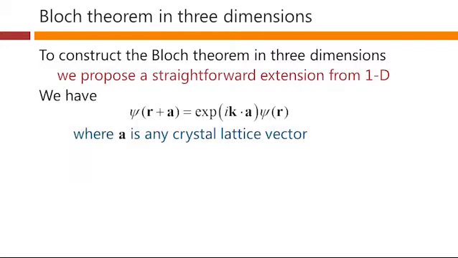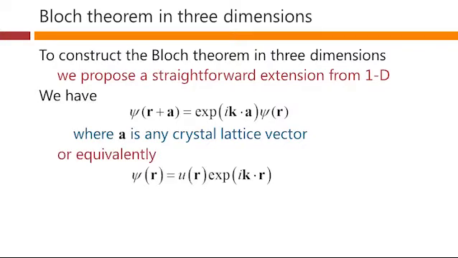And now, for one statement of our Bloch theorem, as we move over by any crystal lattice vector, here written as little a, the wave function will just be the original one, but multiplied by e^(i k·a), where k is now a vector.